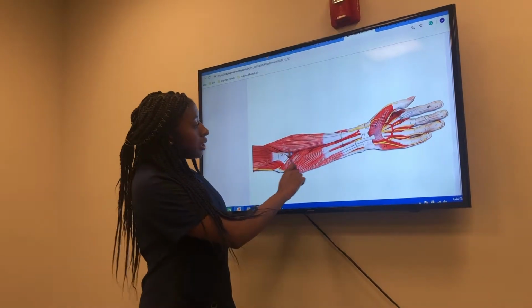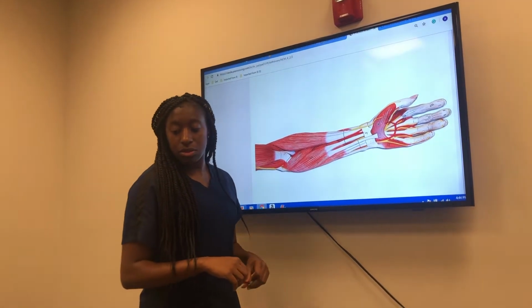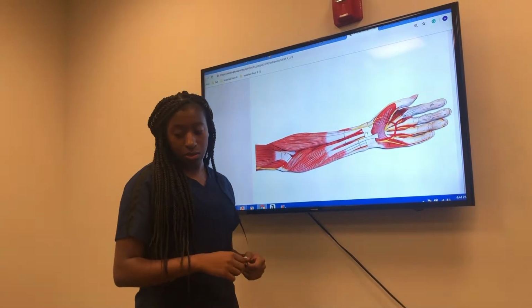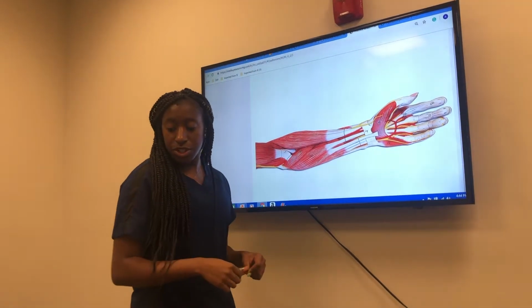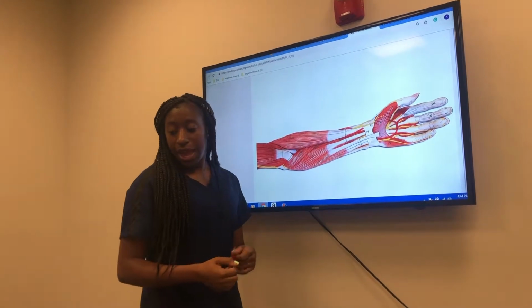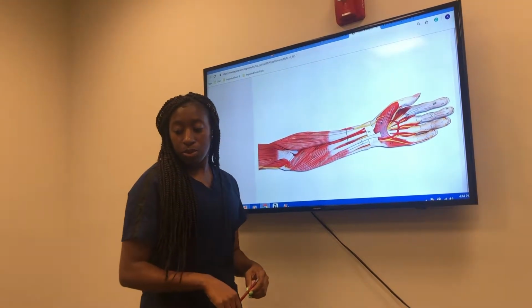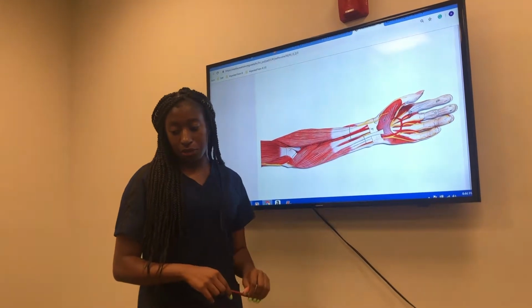This muscle here is called the brachioradialis. The origin is the lateral supracondylar ridge at the distal end of the humerus, so that'd be down here. The insertion is the base of the styloid process of the radius. The action is that it stabilizes the elbow during rapid flexion and extension, and the nerve is the radial nerve.